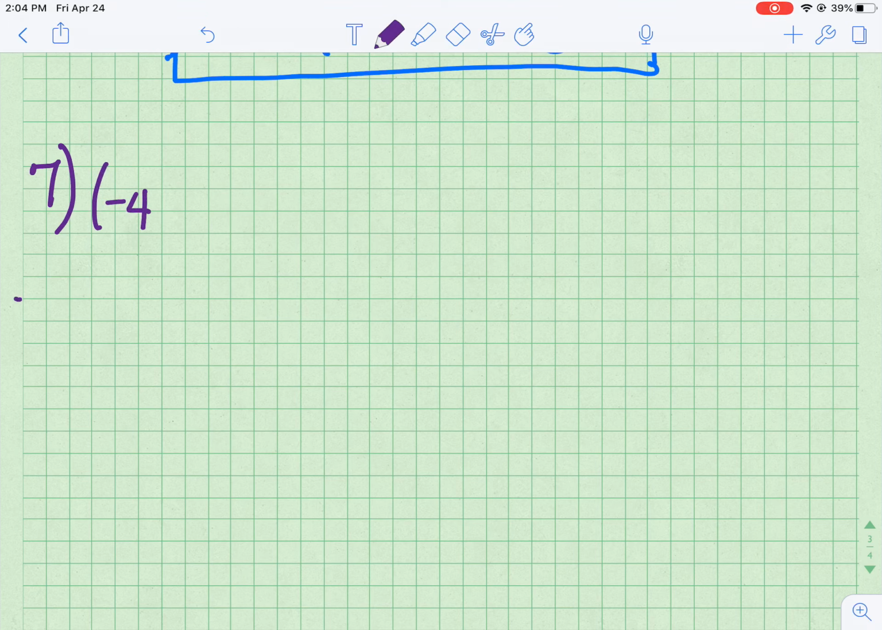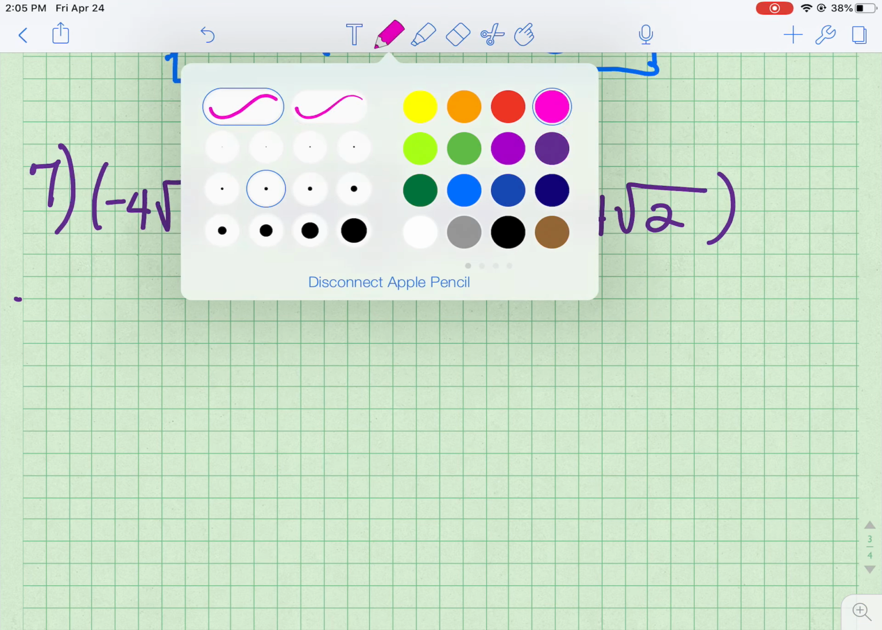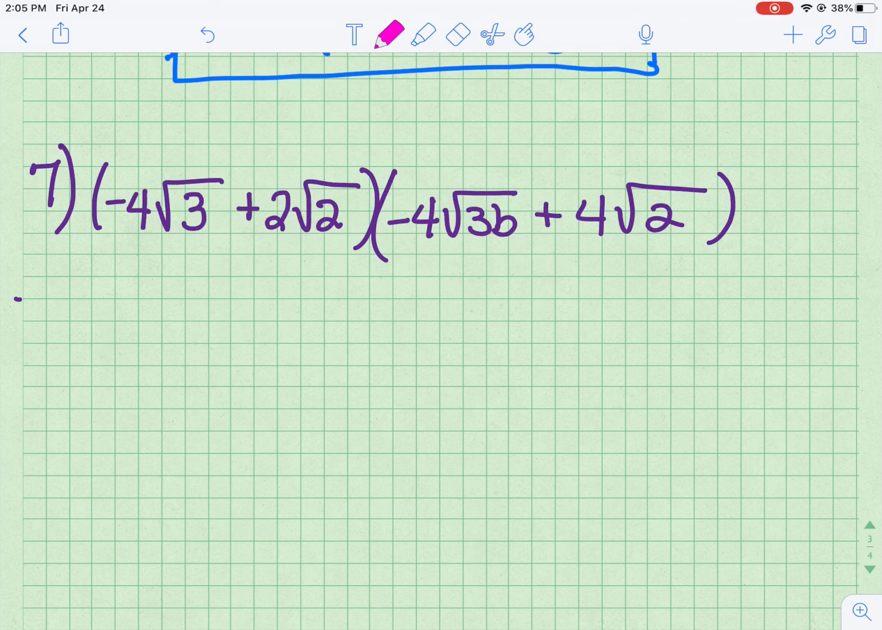Negative 4 root 3, plus 2 root 2, close parenthesis, open parenthesis, negative 4 root 3b plus 4 root 2. Edwin, do you want to do box or foil? Love foil. Okay, all right, here we go. I'm going to try to color code, and I'm going to try to make sure there's room this time.